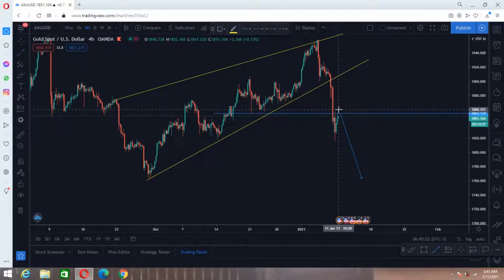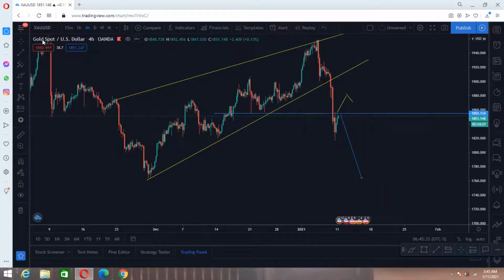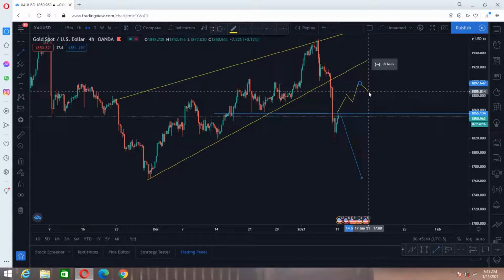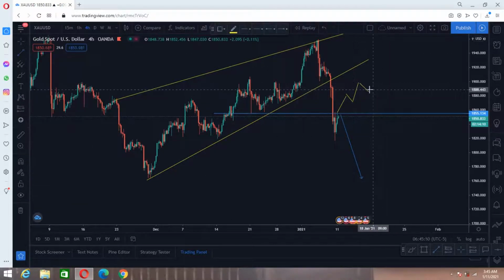But if it breaks here, then we know that we're waiting for a reversal pattern to build up. Then we know that when a reversal pattern is building up, it's still going to the downside. So this is what I'm expecting. If it breaks this zone here that I showed you, then this is what I'm expecting.